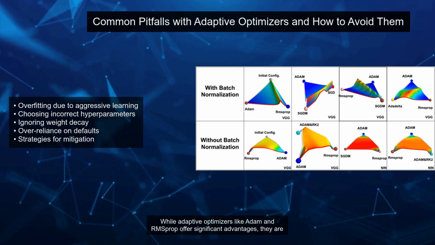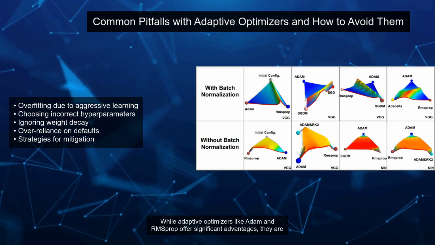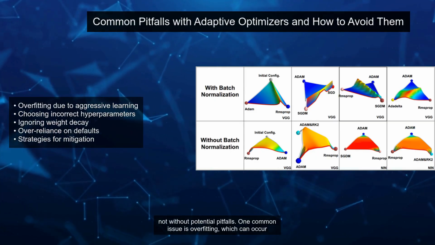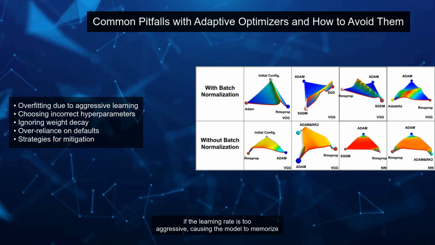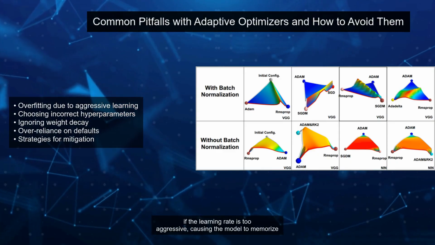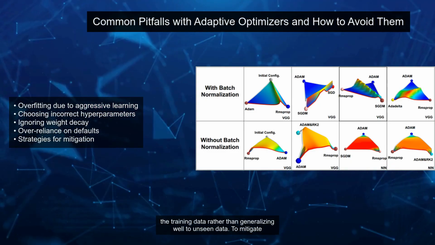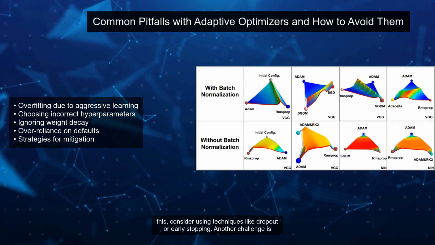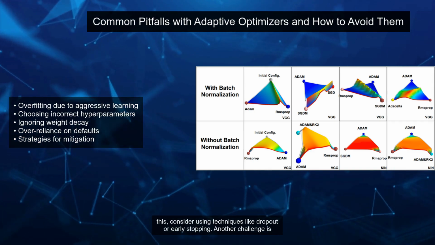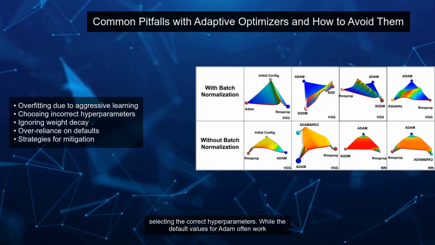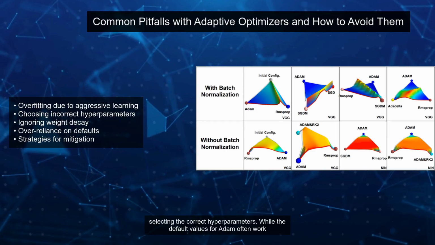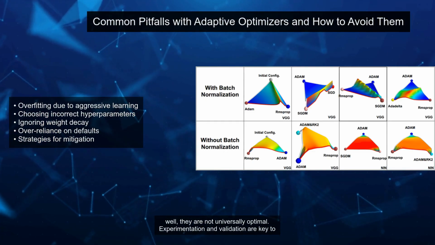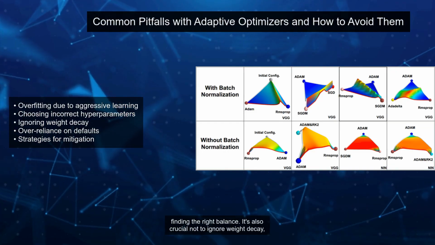While adaptive optimizers like Adam and RMSprop offer significant advantages, they are not without potential pitfalls. One common issue is overfitting, which can occur if the learning rate is too aggressive, causing the model to memorize the training data rather than generalizing well to unseen data. To mitigate this, consider using techniques like dropout or early stopping. Another challenge is selecting the correct hyperparameters. While the default values for Adam often work well, they are not universally optimal. Experimentation and validation are key to finding the right balance.